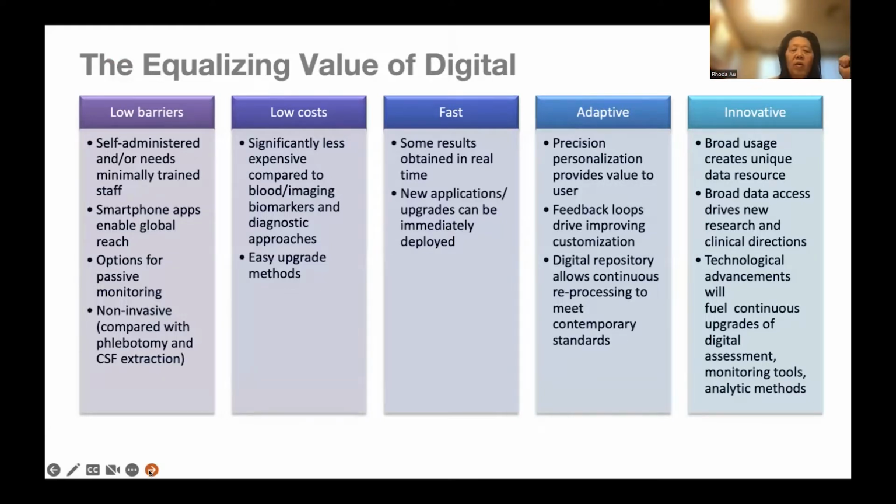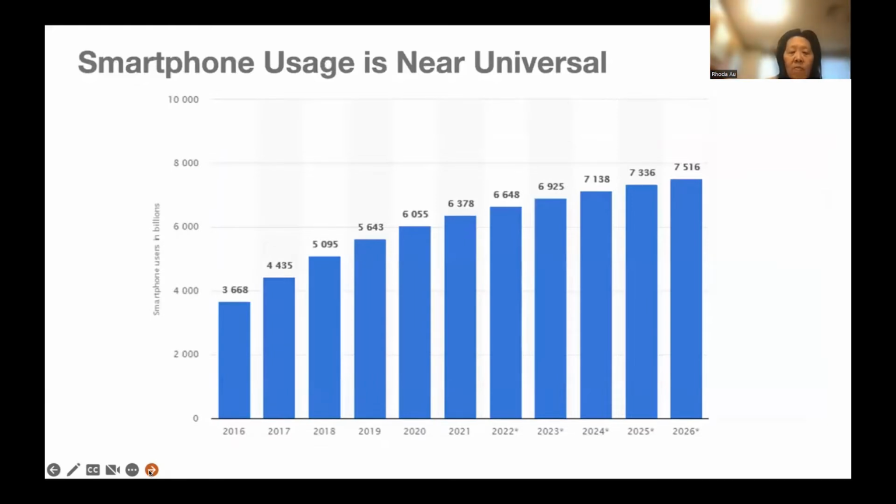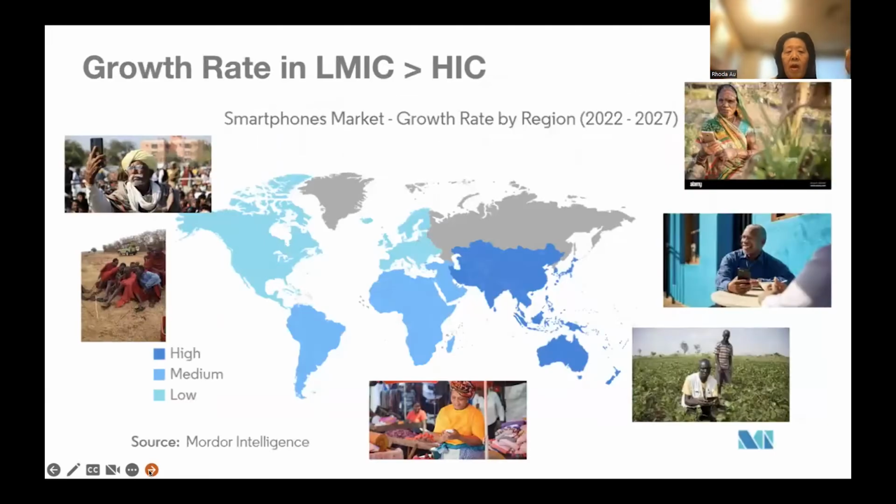There's low barriers to entry cost. You can obtain results very quickly and in real time. It can be very adaptive. And there are new emerging technological advances all the time. One of the things that we've been trying to focus on more recently is the smartphone. It's really with this concept of equity in mind, because it turns out it's the most penetrating technology in the world. And the growth of smartphones is actually much greater in low to middle income countries than in high income countries.